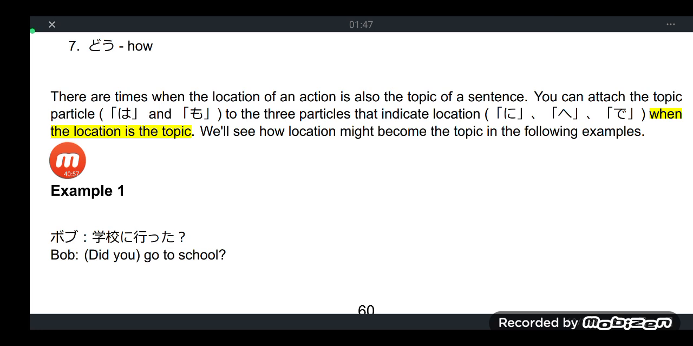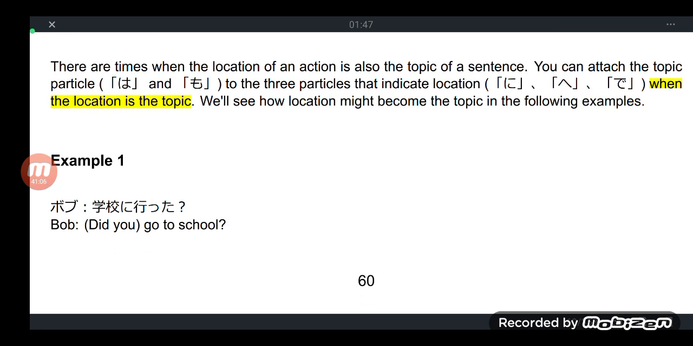If and only if the location is the topic. You can only do that when the location, usually a place, is the topic. So you can place it in this format: the ni, e, or de plus wa or mo on its right side.